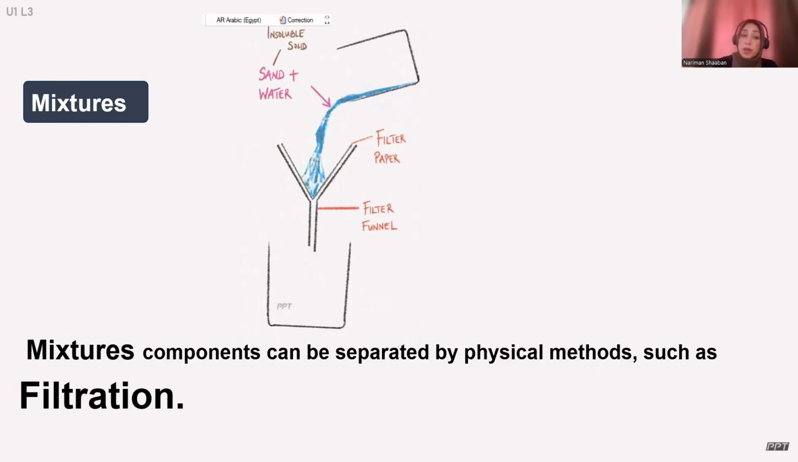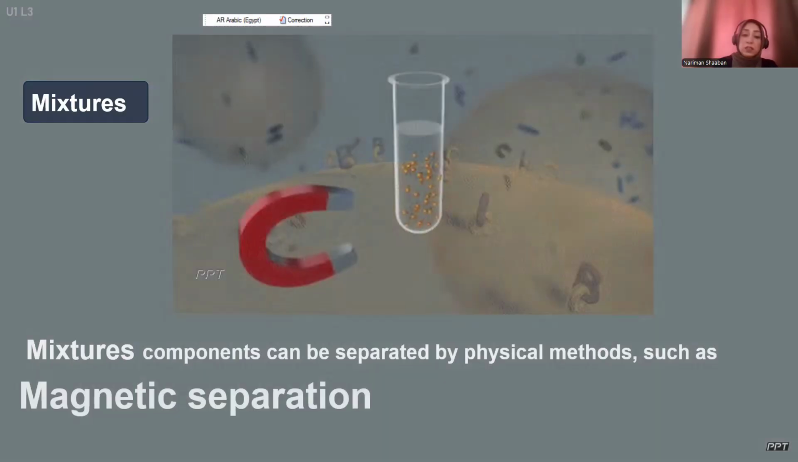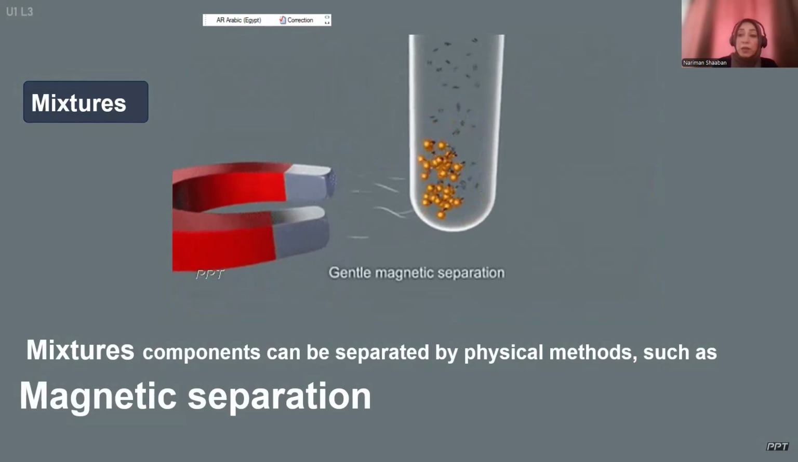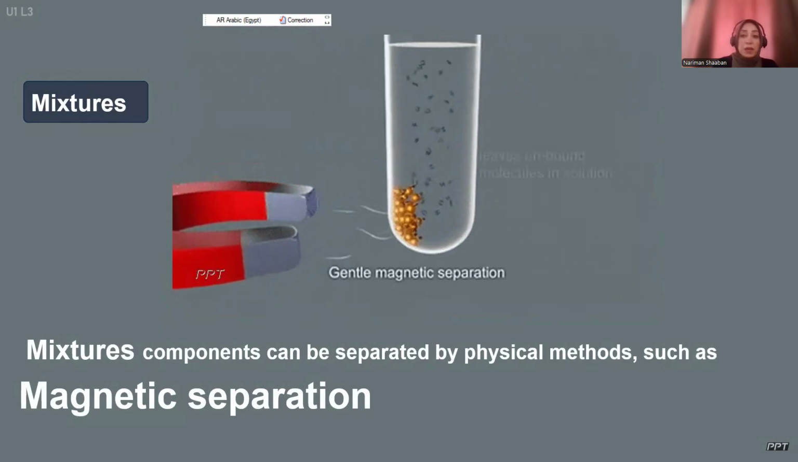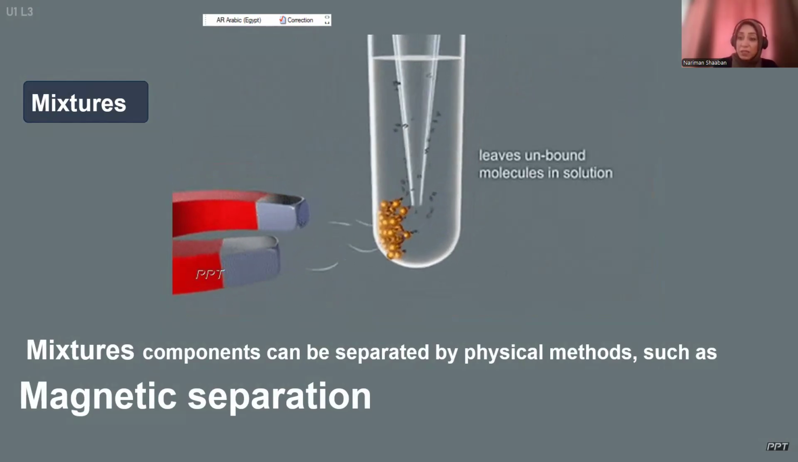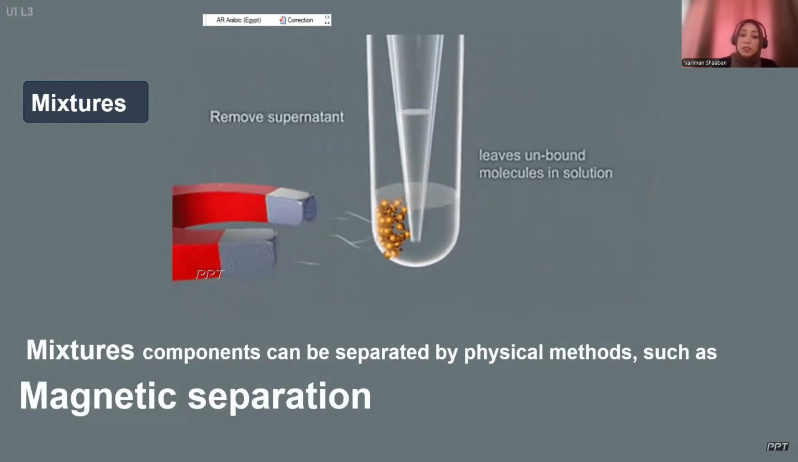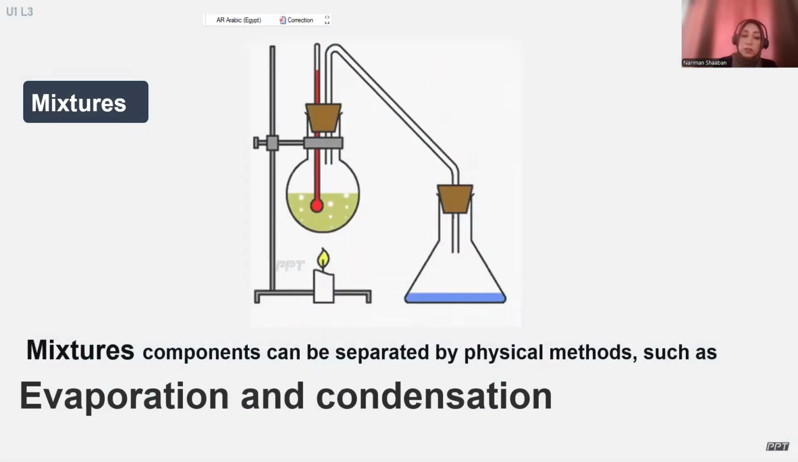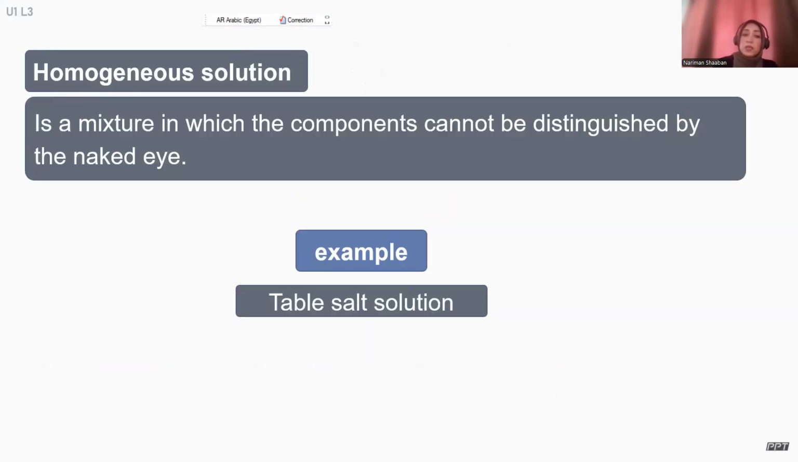We can also separate mixtures by magnetic separation. If we have a mixture of magnetic material and non-magnetic material, we can separate them by a magnet. Other methods are evaporation and condensation.